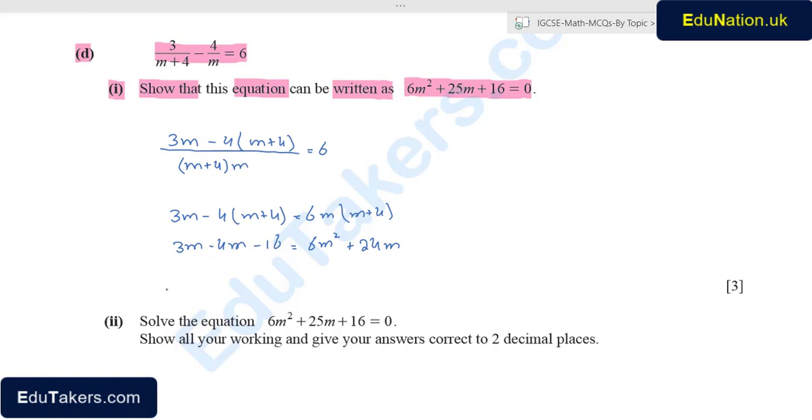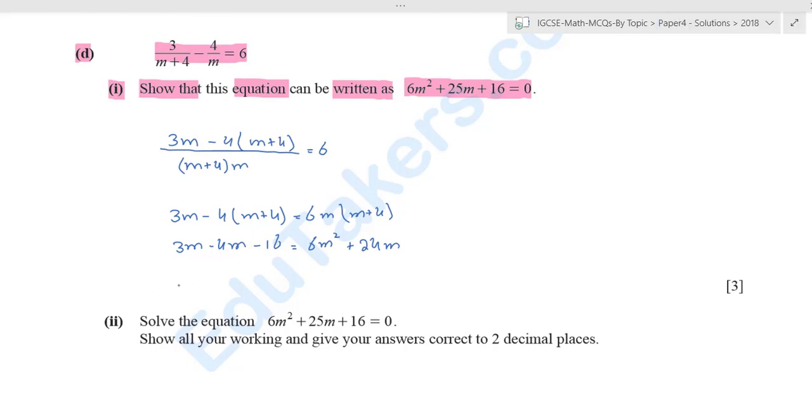Now simplifying and rearranging it, 6m square, and plus this is 24 and minus 24 minus 3 plus 4, this will be 25m, and this will be 16 equals 0. So it's done.